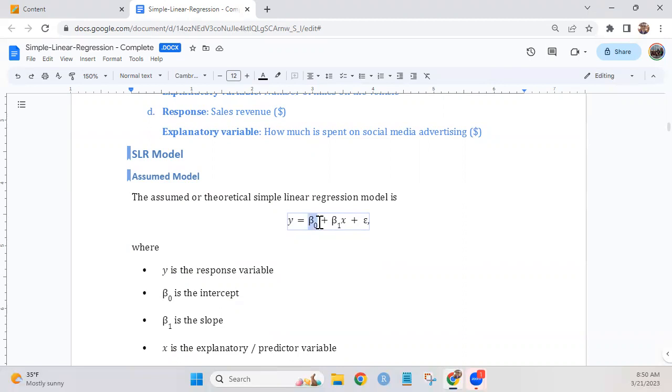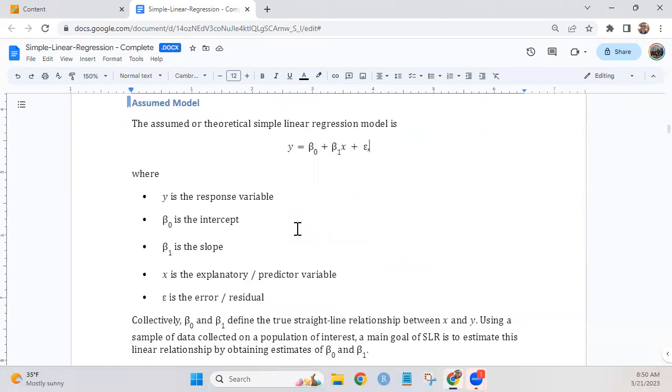We have it's equal to a linear combination of x, so an intercept plus a slope times x plus an epsilon term, which is the error or residual term. Describing what these pieces would represent in the blood pressure example, y would be each individual's observed blood pressure. Beta naught, the intercept term, would be the true average blood pressure of all people.